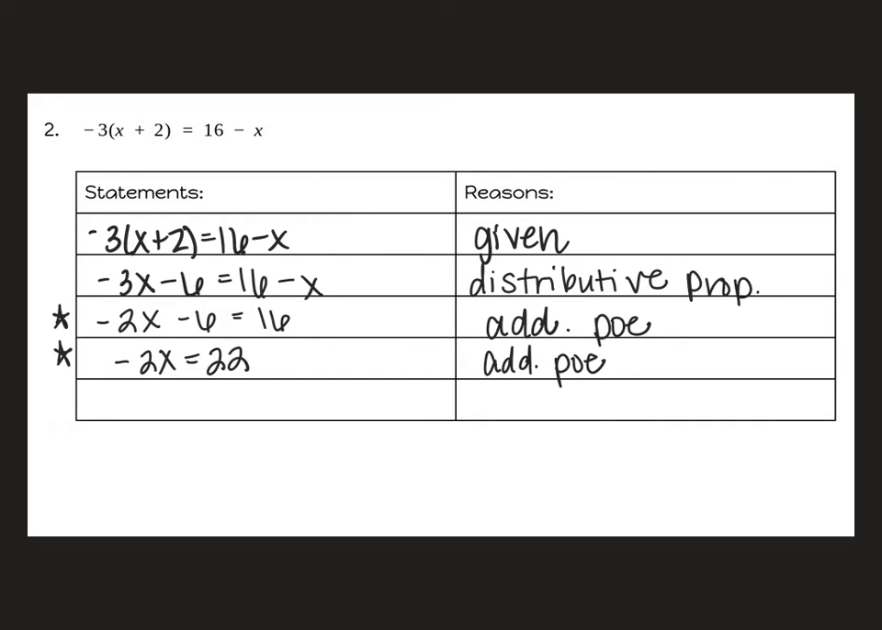Now remember, those two steps, we don't all have to have the same thing, but everybody's last step, we would end up dividing by -2. We would get x equals -11, and we should all have division property of equality as our last reason.